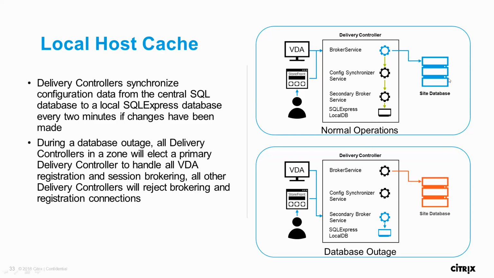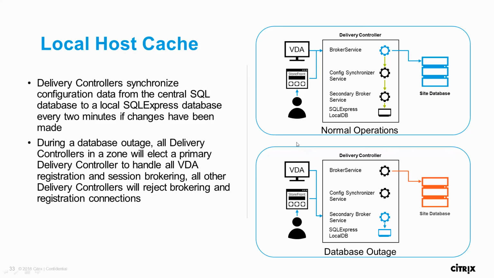So that means normally the local host cache will be running on the delivery controller. This is called local DB. Every 2 minutes this database will connect to the site database and download the information, meaning any new changes that have happened. That will be checked every 2 minutes, that is 120 seconds. Okay, so this is normal operations.